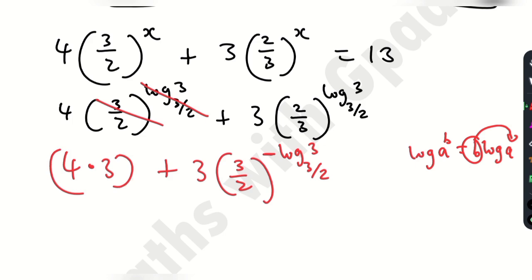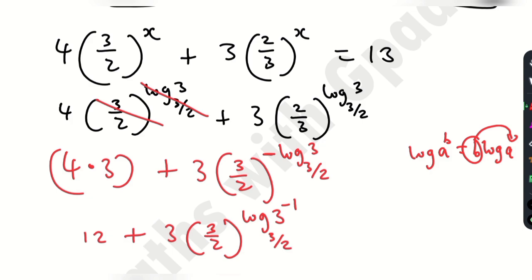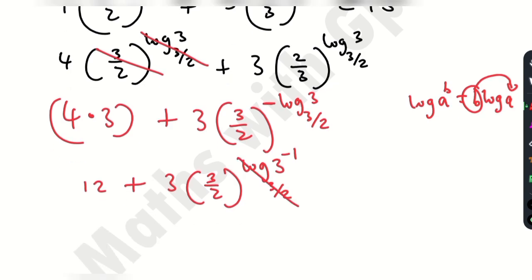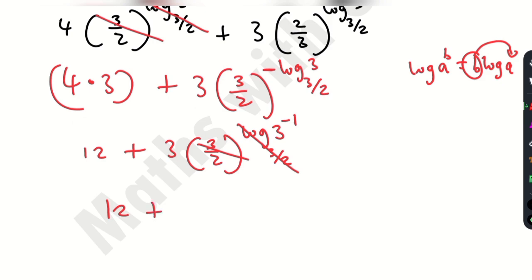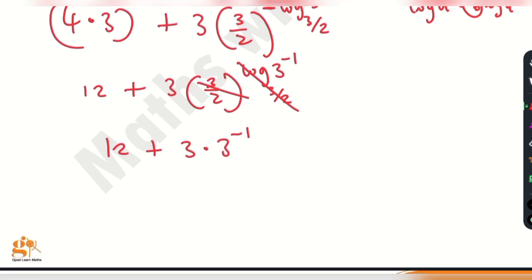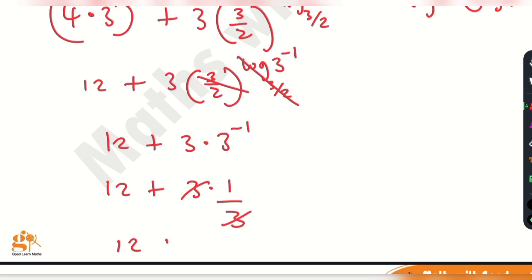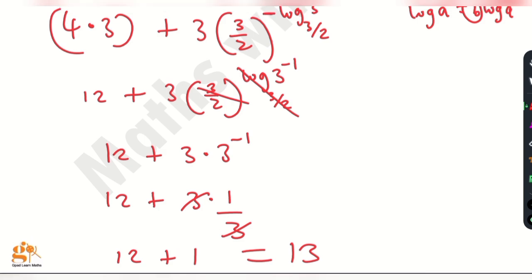So I'm going to have 4 times 3 is 12. So that's 12 plus 3 bracket 3 over 2. Then log 3 raised to the power of negative 1. Where's it coming from? Here. So base 3 over 2. Now, like we said before, this base of the logarithm and this general base are the same. So I'm going to cancel out like this. And then I have 12 plus 3 times 3 raised to the power of negative 1. Like I explained before, that is 1 over 3. And you can cancel out like this. So you have 12 plus what you have here is now 1, which is 13. So can you see that it gave us 13 as we had on the right hand side?